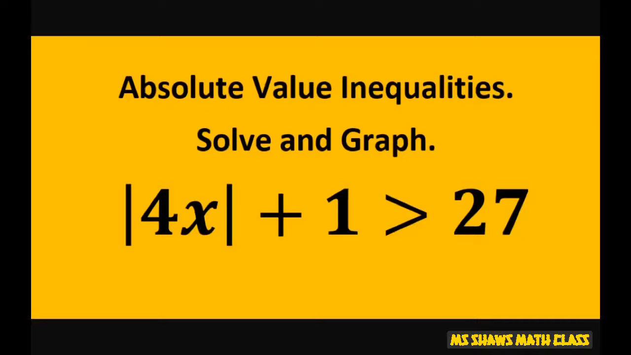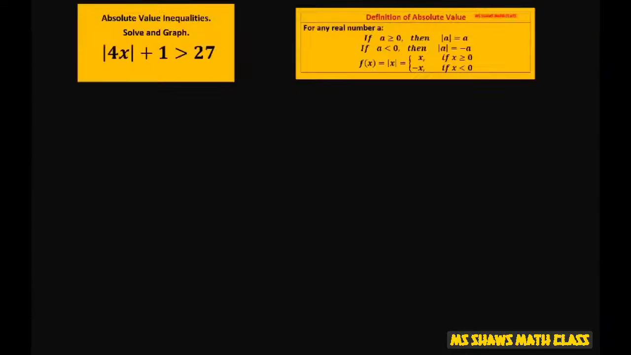Hi everyone, we're going to solve and graph the absolute value of 4x plus 1 is greater than 27. Alright, we're going to use our definition of absolute value, and these are two different ways of writing the definition.